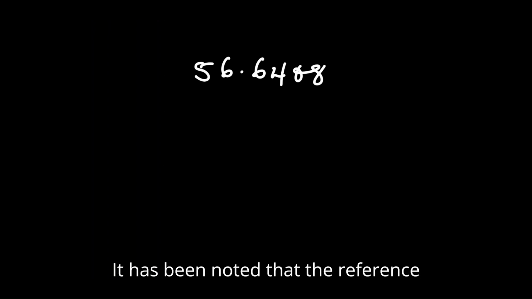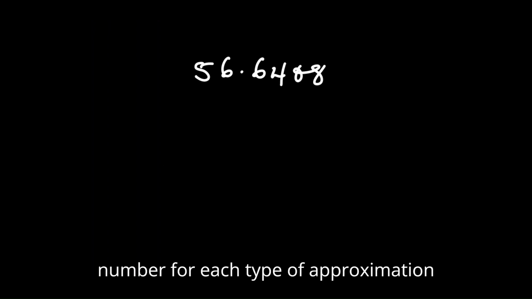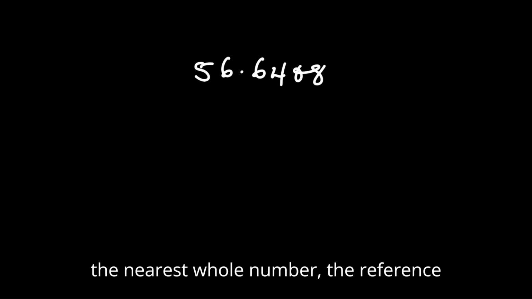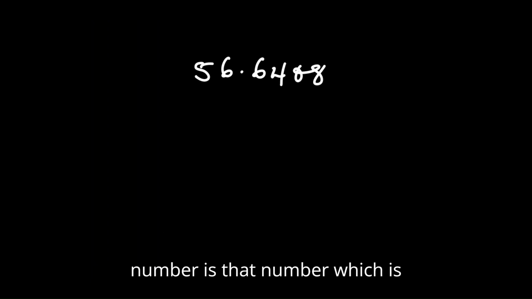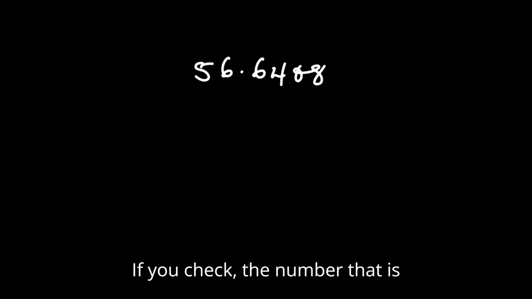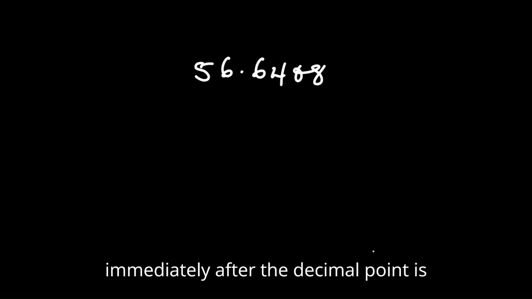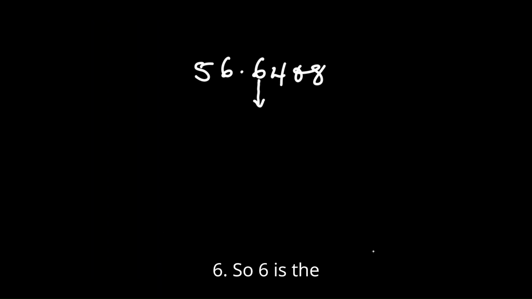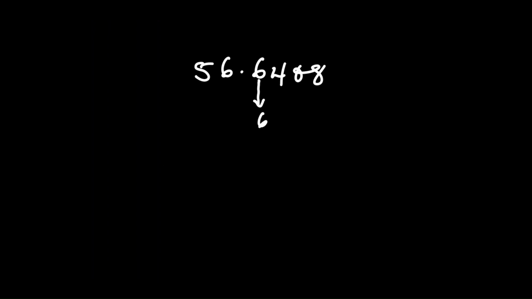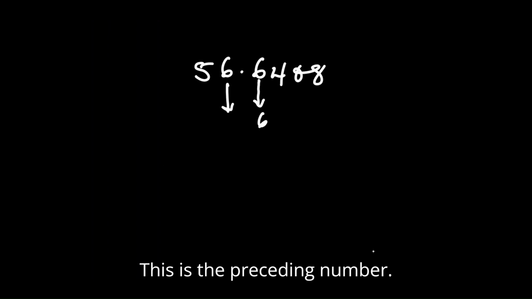It has been noted that the reference number for each type of approximation varies. For approximation to the nearest whole number, the reference number is that number which is immediately after the decimal point. If you check, the number that is immediately after the decimal point is 6. So 6 is the reference number. And if you check, the preceding number is also 6. This is the preceding number.